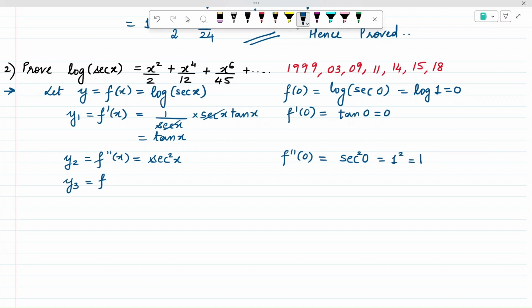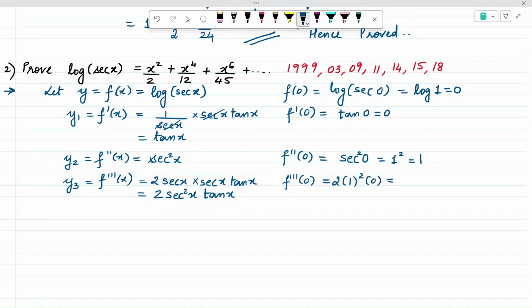y3 will be f triple dash. That's going to be 2 sec x into derivative of sec x is sec x tan x. So I'll have a 2 sec square x tan x. So f triple dash at 0 will be 2 times 1 square into 0. Tan 0 is 0. Okay. So the answer is 0 because of multiplication by 0.